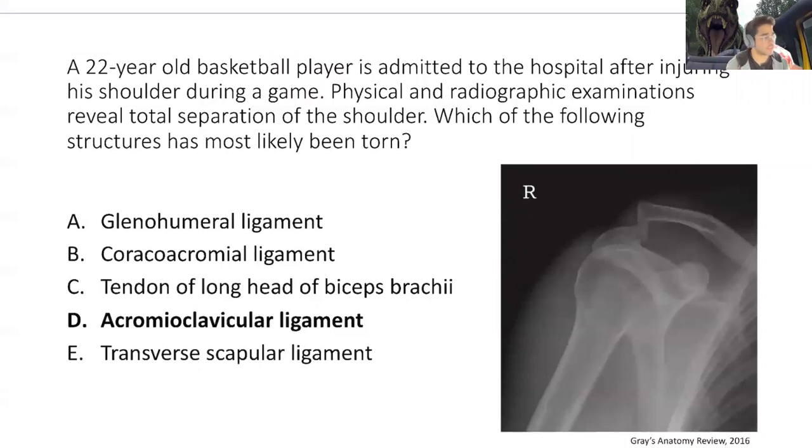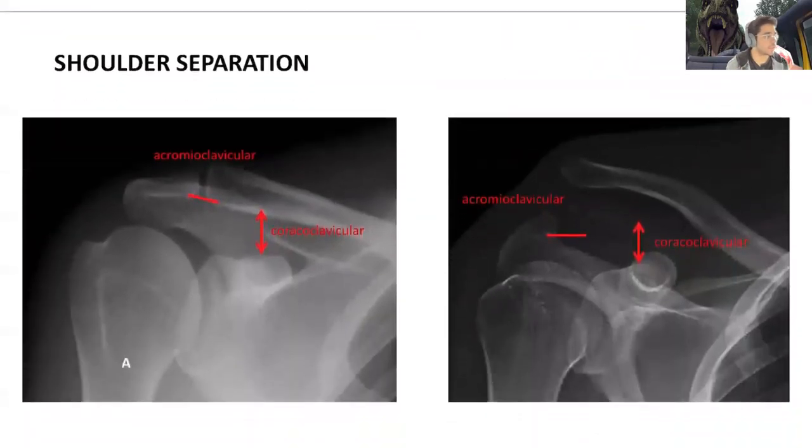Now, the other one that they like to ask about is the coracoclavicular ligament. The acromioclavicular and the coracoclavicular are the ones that they love to ask about based off of the shoulder dislocation. The first thing I like you guys to do is basically take your finger and palpate the little bony protrusion.